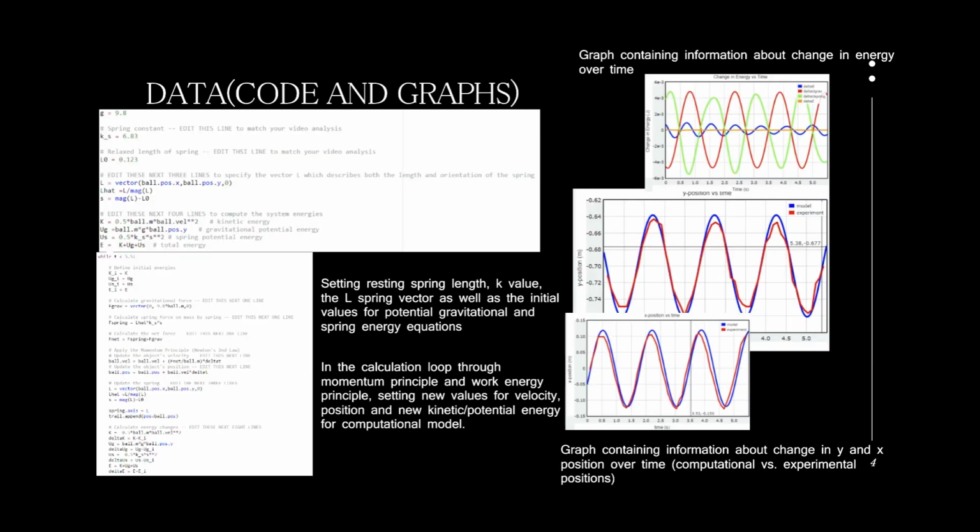So this is my code and graphs. The graph contains information about change in energy over time, and then setting the resting spring length, K value, the L spring vector, as well as the initial values for potential gravitational and spring energies, which you can see all on the left, and then the calculation loop in the bottom, which through the momentum principle and work energy principle, sets new values for velocity, position, and new kinetic and potential energy for the entire model. And then these last two graphs on the right contain information about the change in X and Y position over time. In other words, computation versus experimental position.